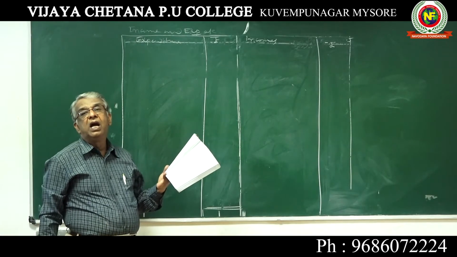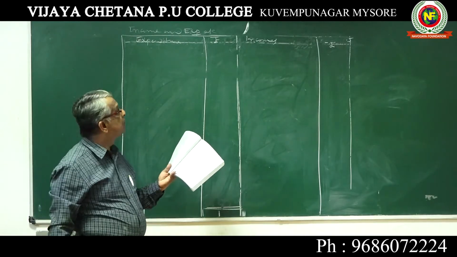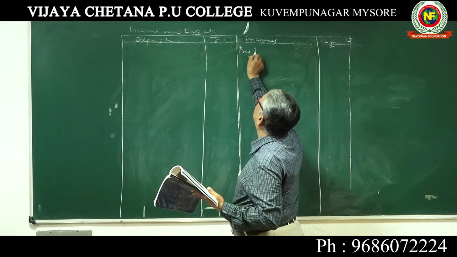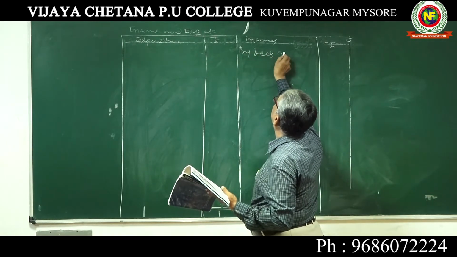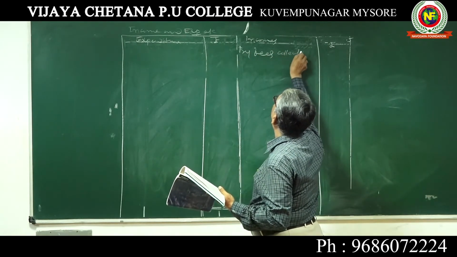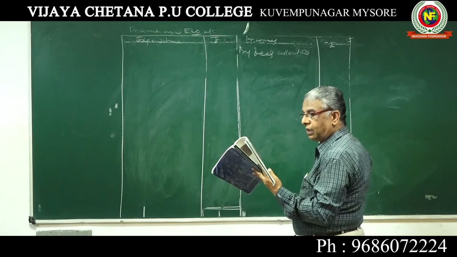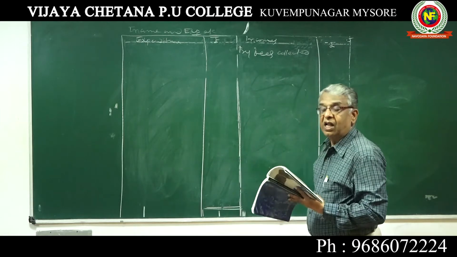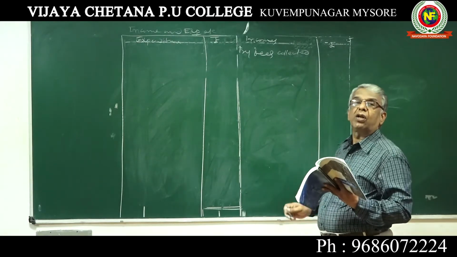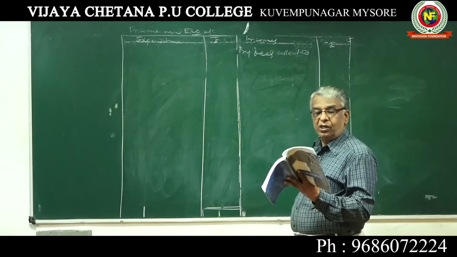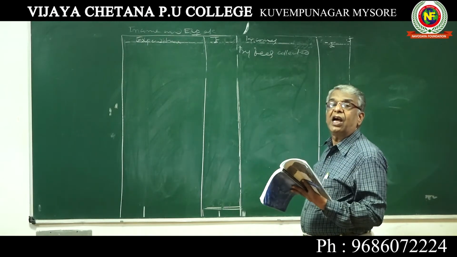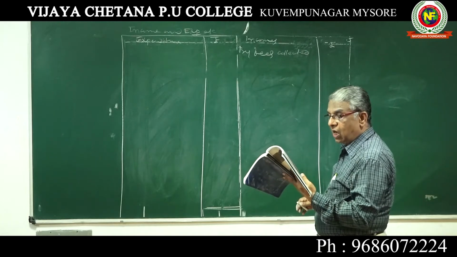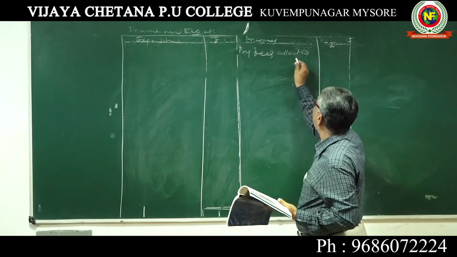Fees collected is a revenue item, so it has to be shown in the income side: by fees collected including rupees 80,000 on account of the previous year. So what is the fees collected? Rupees 5,20,000. This includes the fees for the previous year. So we should not consider the previous year. So we have to deduct rupees 80,000 from this 5,20,000.